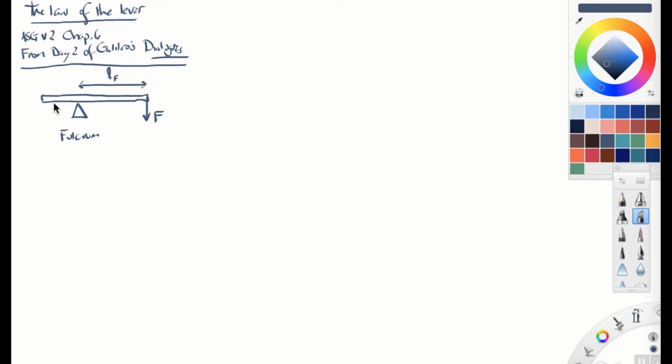And in order to balance that, you need to apply a resistance force over here. He calls it the resistance. I'll call that R over here. And that is going to be applied a distance L, we'll call it L sub R, from the fulcrum. Okay, so you've got these two forces, and they're potentially different forces, and they're potentially different lengths.